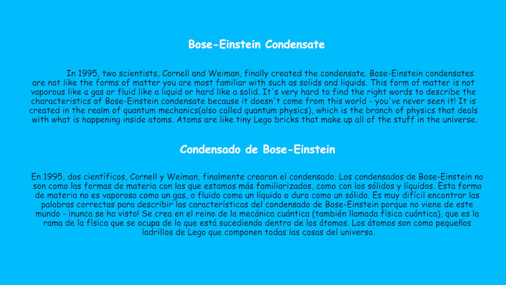Now we have Bose-Einstein condensate. In 1995, two scientists, Cornell and Wieman, finally created the condensate. Bose-Einstein condensates are not like the forms of matter you are most familiar with, such as solids and liquids. This form of matter is not vaporous like a gas, or fluid like a liquid, or hard like a solid. It's very hard to find the right words to describe the characteristics of Bose-Einstein condensate, because it doesn't come from this world. You have never seen it.